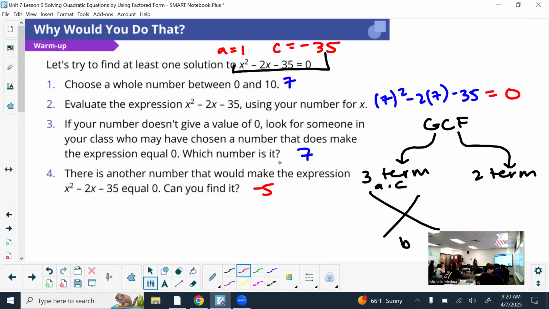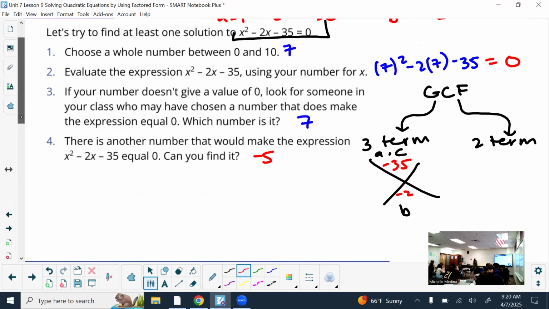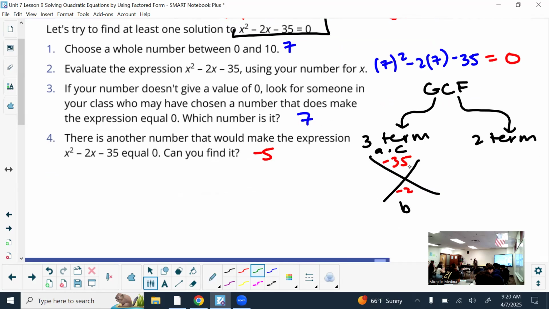Now multiply my A and C together. What's 1 times negative 35? And now what's my B term from my standard form? Negative 2. And that's how you set it up. It's kind of like a puzzle at that point. So we're looking for 2 numbers that multiply to negative 35 and at the same time add to negative 2.